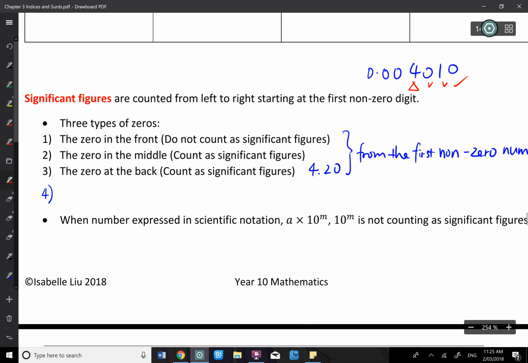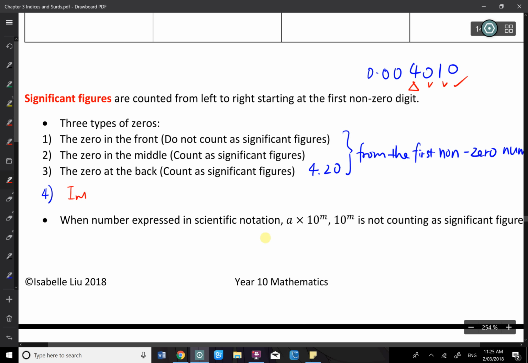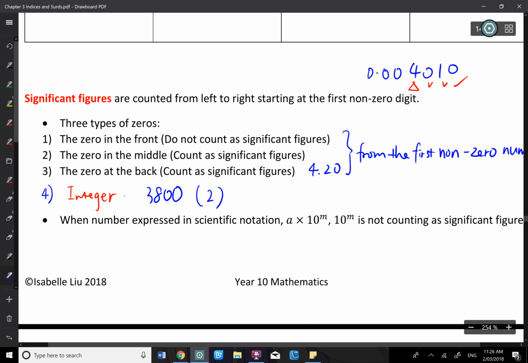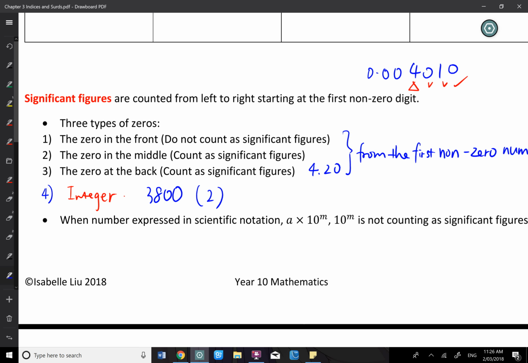And then the last exception will be integer. It's 3800. Well, if using the rule we have from above, where we start to count from the first non-zero number, then there will be 4 significant figures, right? But this one is not true. If it's an integer, there are only 2 significant figures here. We don't count the trailing 0. If it's an integer number, you need to worry, do I have 0 at the back? If we do have the 0, we don't count it.